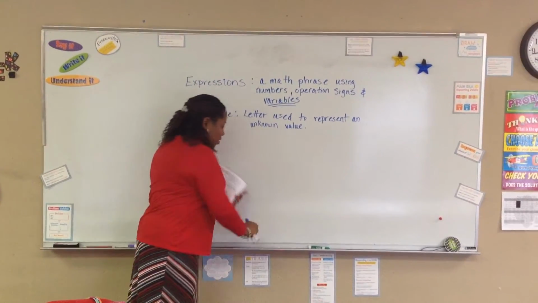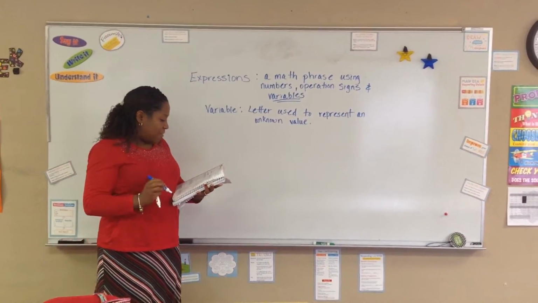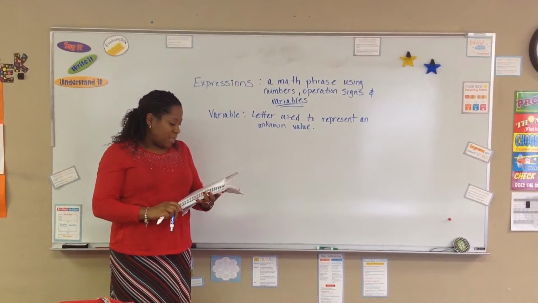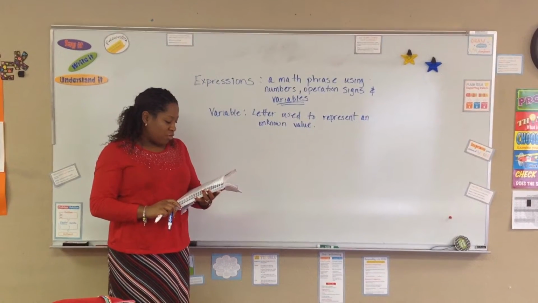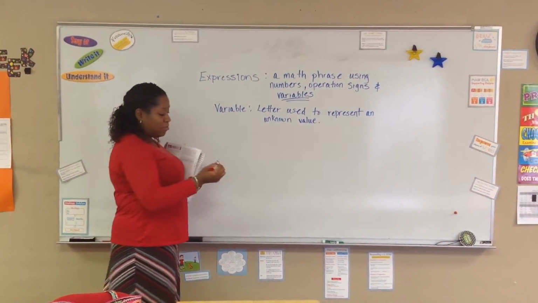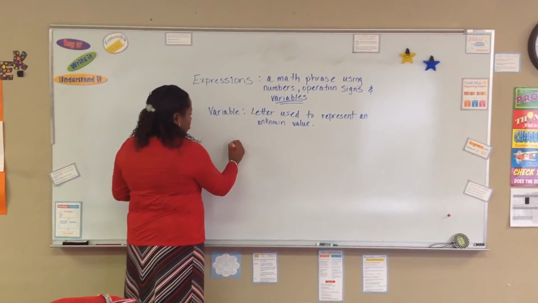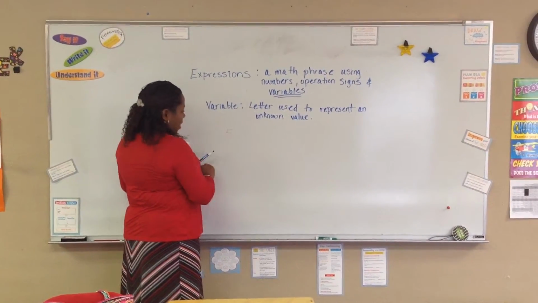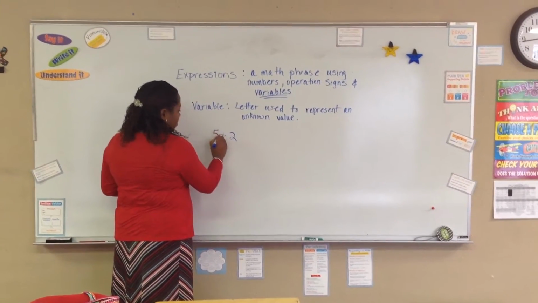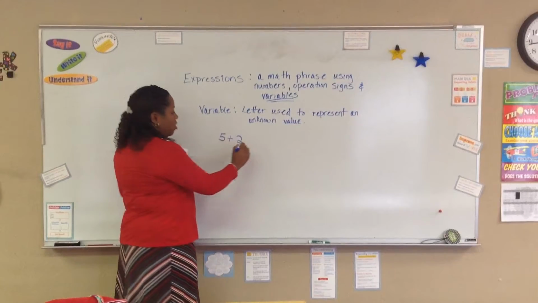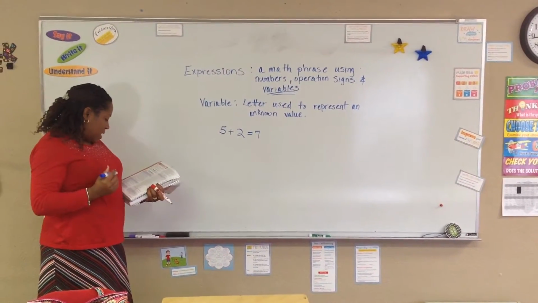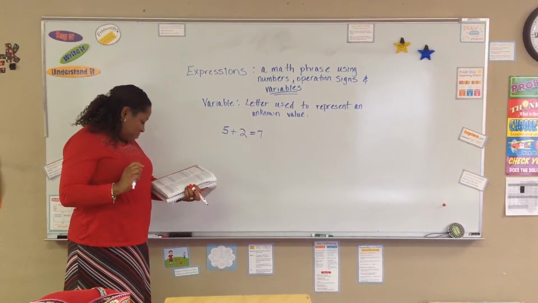Okay, so here's an example. 5 hikers were hiking on the nature trail. As they proceeded up the path, 2 hikers caught up with them. How many hikers were there in all? Well, that's pretty easy. 5 hikers were on the path. As they proceeded up the path, 2 hikers caught up with them. How many hikers were in all? That's an expression. Okay? Now it's going to get a little bit more complicated.